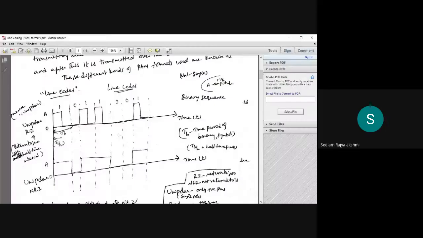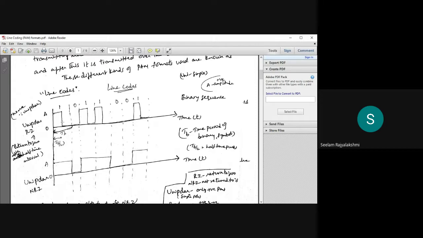All are above 0. There is no negative part here. Since we don't have any negative part, we see no separation between the pulses. Therefore, the receiver needs synchronization, because we don't have any negative sign or zeros here. We are not seeing any separation between these pulses.